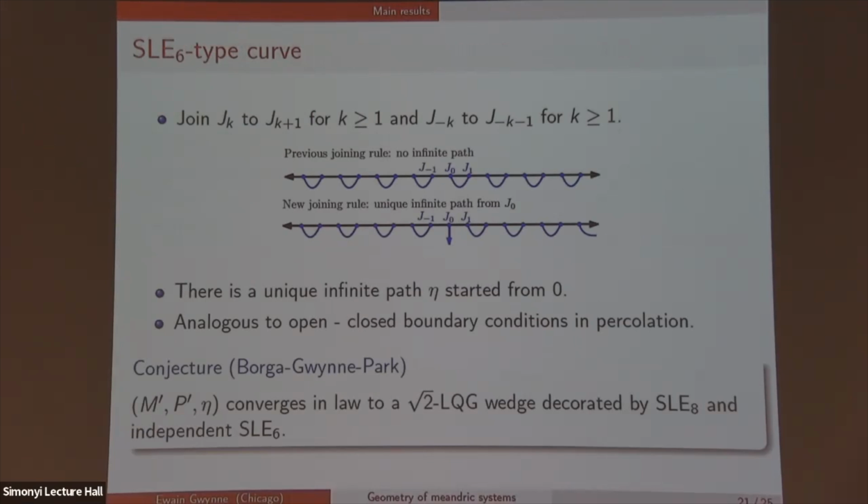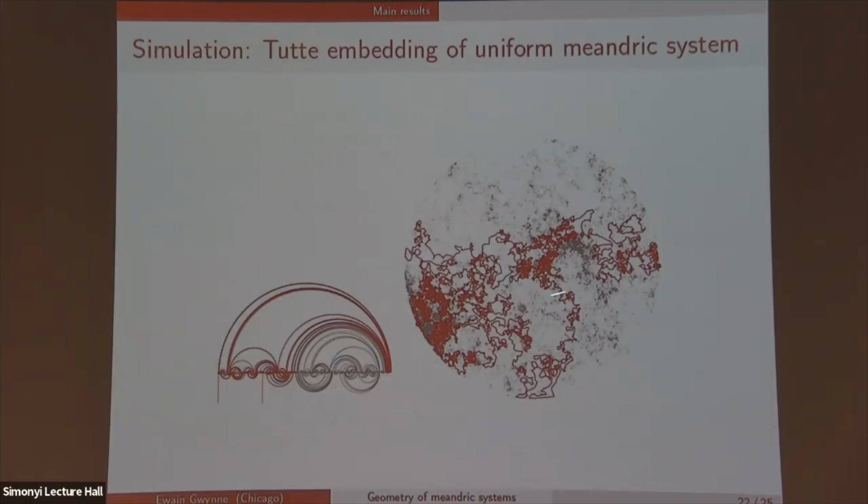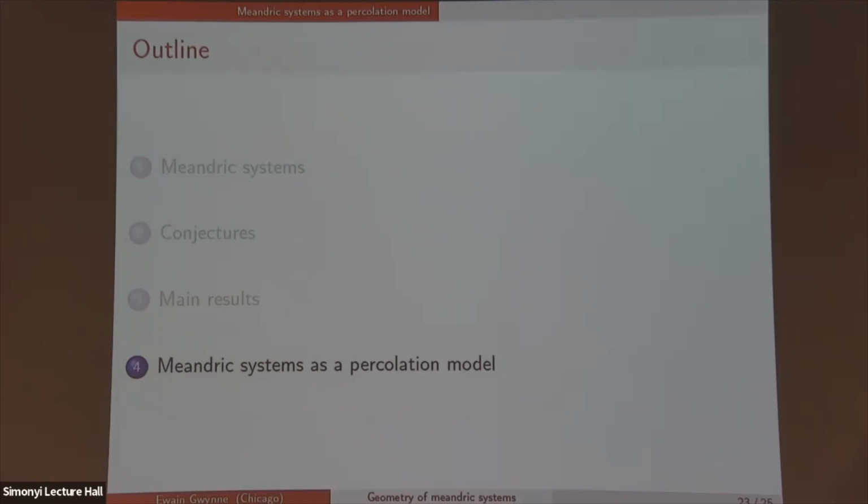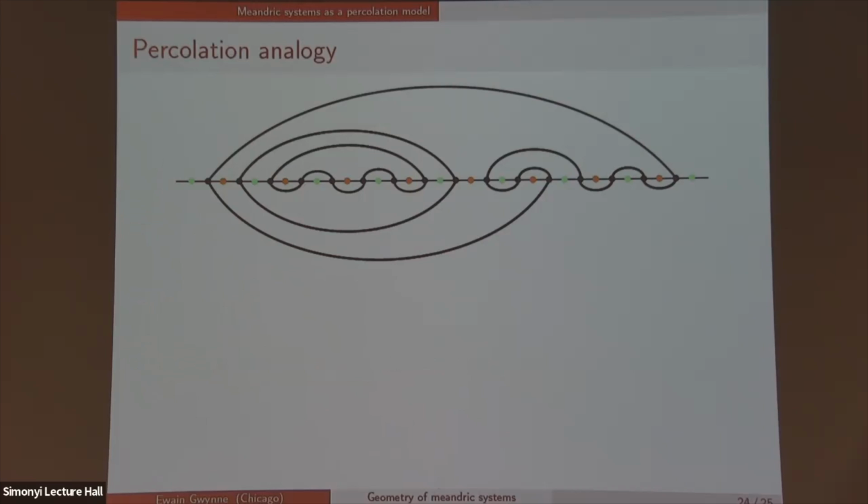Basically, the idea is that you can construct a path in the uniform infinite meandric system, which should be converging to an SLE6 curve from 0 to infinity. And you can simulate it, and it does indeed look like an SLE6 curve. But instead of discussing the details of that, let me talk about an analogy between problems with meandric systems and questions about percolation type models on a fixed lattice.